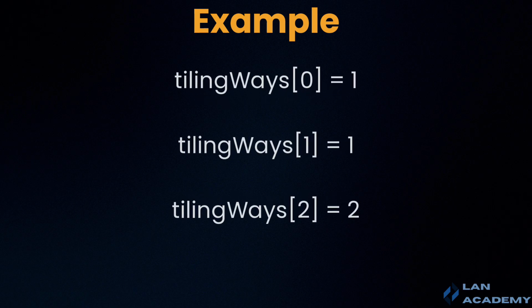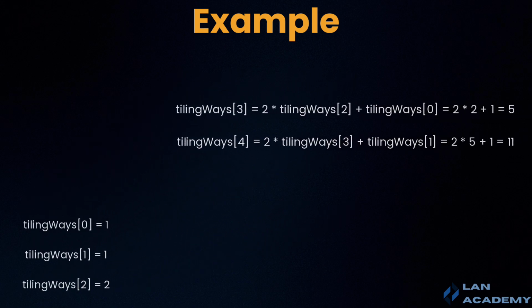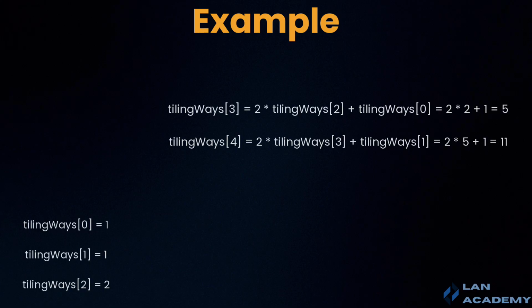For example, if I want to calculate the number of ways to cover a 2 times 4 board, the base values are 0, 1, and 2. Tiling ways of 0 equals 1, tiling ways of 1 equals 1, and tiling ways of 2 equals 2. To calculate tiling ways of 3 and tiling ways of 4, I use the recurrence relation. Tiling ways of 3 equals 2 times tiling ways of 2 plus tiling ways of 0, which equals 2 times 2 plus 1, that equals 5. Tiling ways of 4 equals 2 times tiling ways of 3 plus tiling ways of 1, that equals 2 times 5 plus 1, that equals 11.